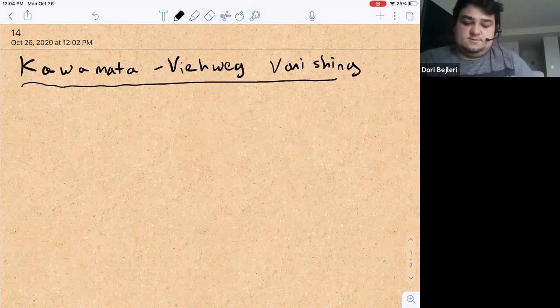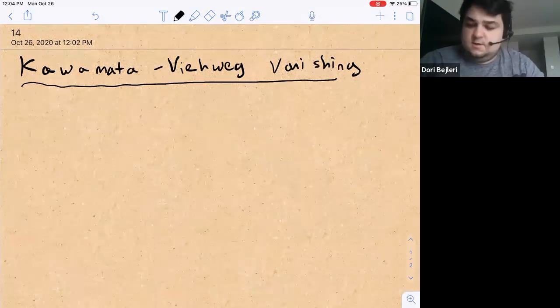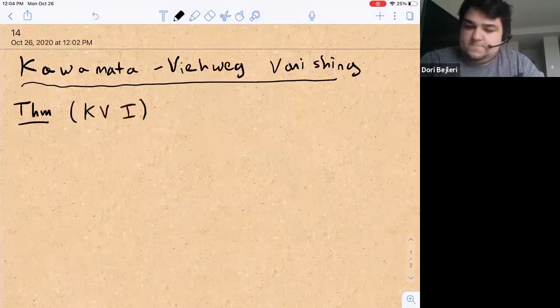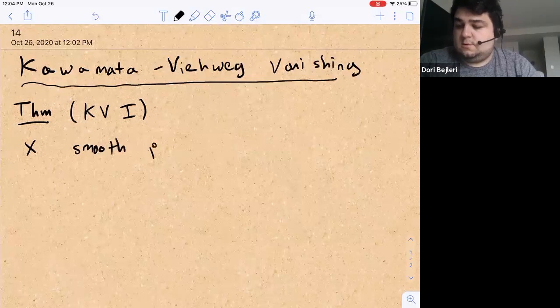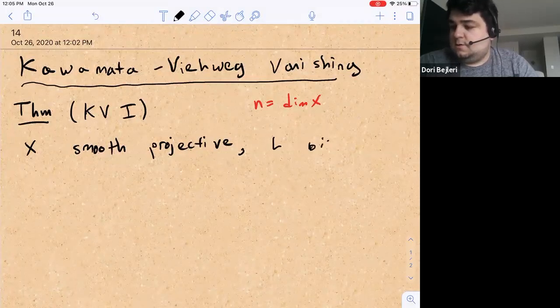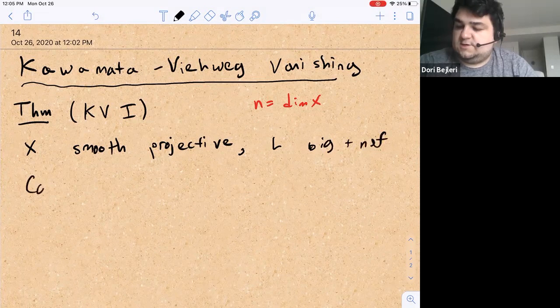So let me state, I think in this class, maybe 4 or 5 different versions of Kawamata-Viehweg vanishing, and that's just the beginning of all the variations that there are. So let me just start with the easiest one to state. I'll call it KV1. So let's say X is smooth projective. And throughout today, n will be the dimension of X. And let's say that L is a big and nef Cartier divisor.